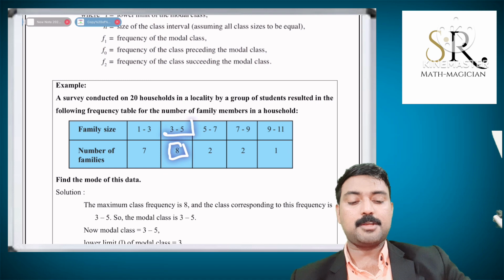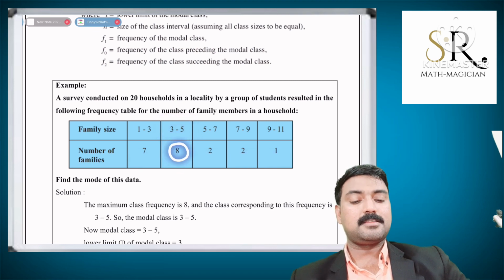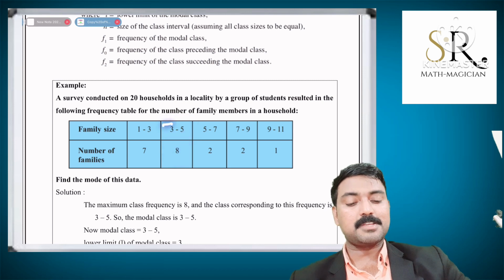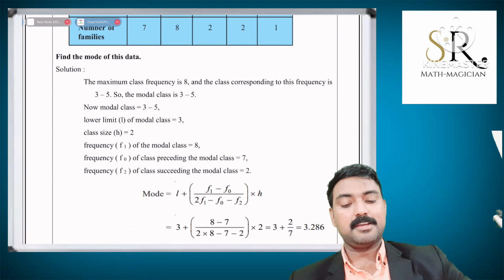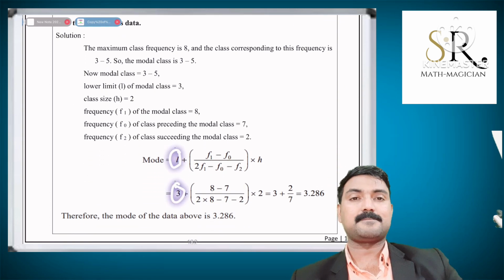In this class 3 to 5, what is the frequency? 8. All other frequencies are smaller than 8. So the highest frequency is 8. This is in which class? 3 to 5. And what is the lower limit of this class? 3. So L is equal to 3. That's why in the place of L, it is given 3.